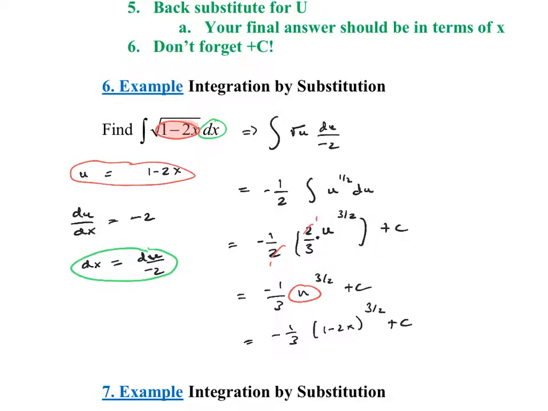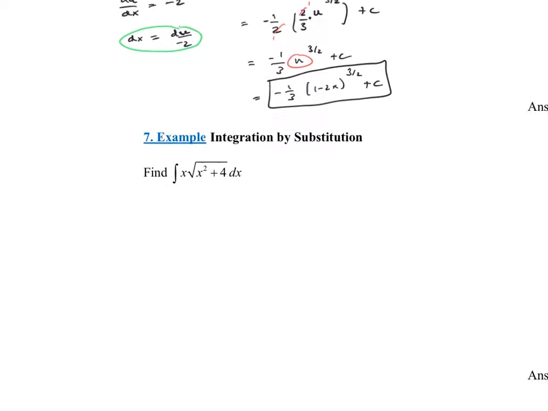Again, we could check our answer using the general power rule here, or the chain rule. The negative 1/3 and the 3/2 would cancel. That would give me my negative 1/2. Then I'd have 1 minus 2x raised to the 1/2. The derivative of 1 minus 2x is negative 2, which would simplify with the negative 1/2. So I'd end up with the square root of 1 minus 2x, which is the original problem. It works. Let's move on to example 7.